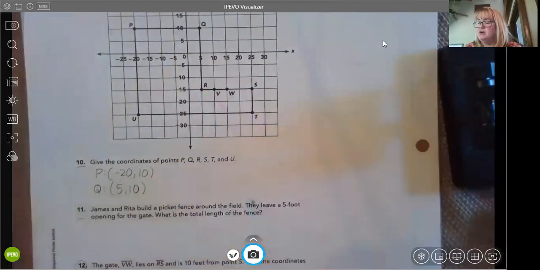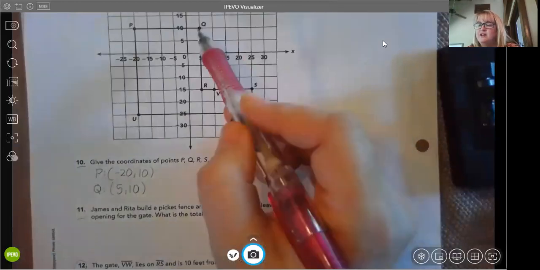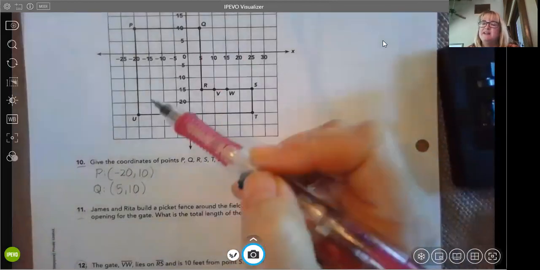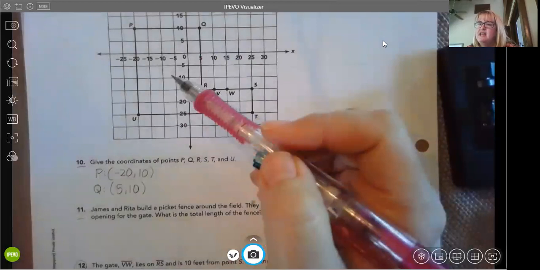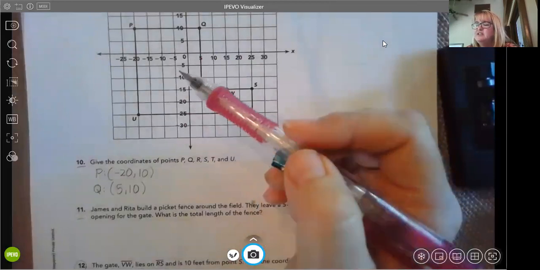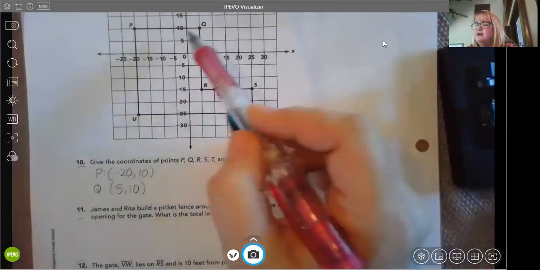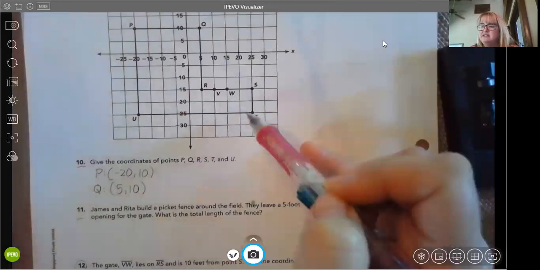11, I'm going to get you started. James and Rita build a picket fence around the field. They leave a 5-foot opening for the gate. What is the total length of the fence? Okay, so the fence is going to go all the way around the field, but they need to leave a little 5-foot opening for the gate. So how much fence do they need? They need all of it around except for 5 feet.